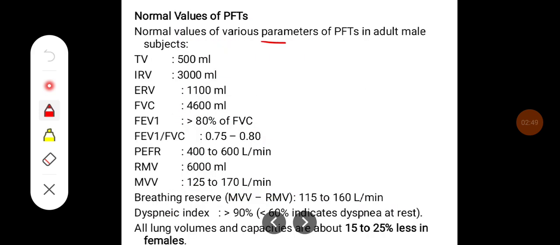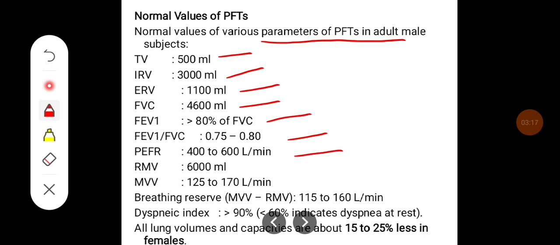The normal values of various parameters of spirometry in adult male subjects: tidal volume is 500 ml, inspiratory reserve volume is 3000 ml, expiratory reserve volume is 1100 ml, forced vital capacity 4600 ml, FEV1 is more than 80% of FVC. FEV1 to FVC ratio is 0.7 to 0.8. Peak expiratory flow rate is around 400 to 600 liters per minute. RMV is 6, that is minute ventilation is 6000 ml. Maximum voluntary ventilation is 125 to 170 liters per minute.